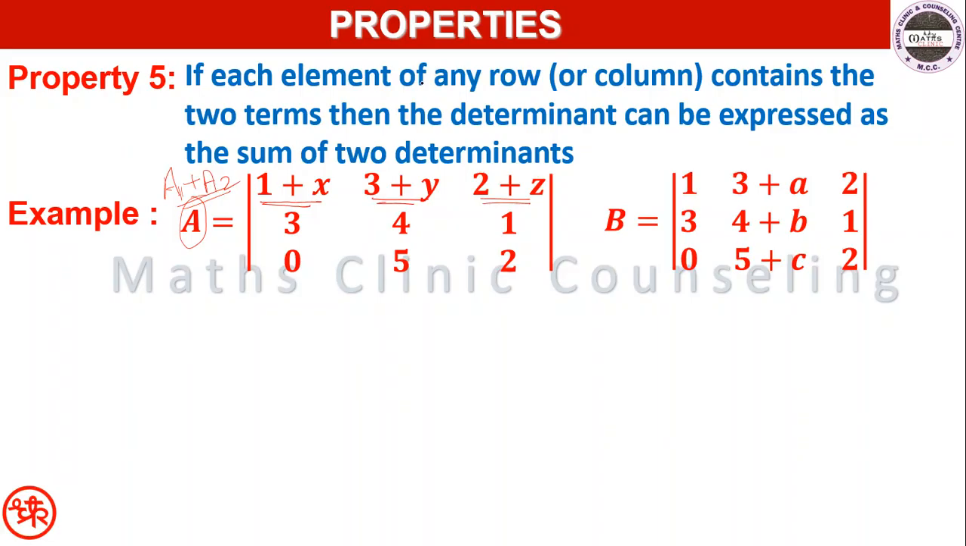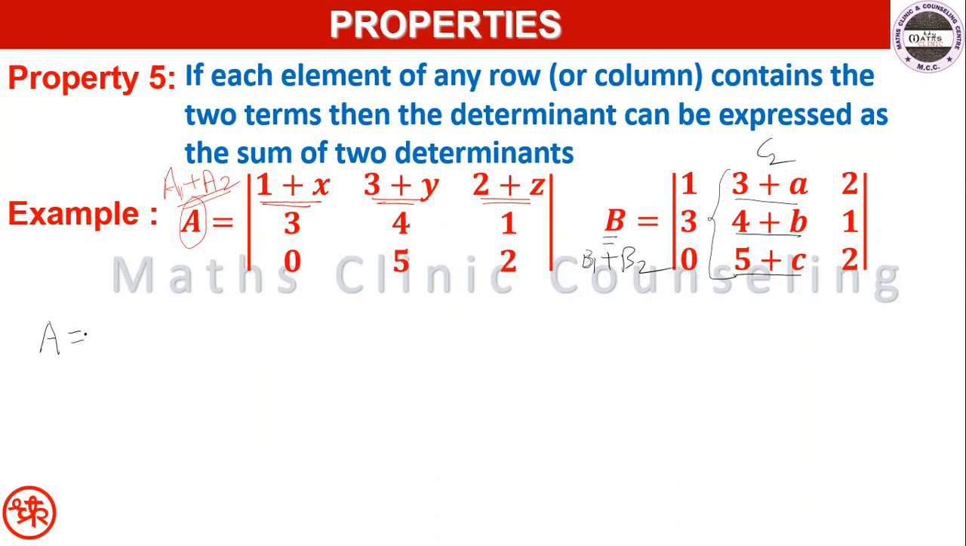Similarly for a column, you can look at this second example, column C2. Every element has two terms. Is that clear? Therefore this can be written as B1 plus B2. So let us see how they can be broken.